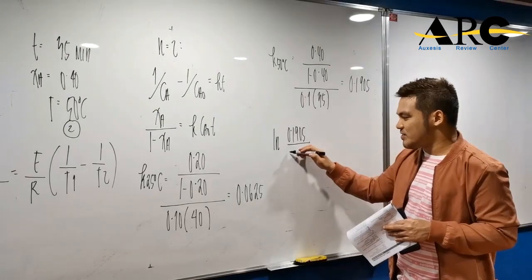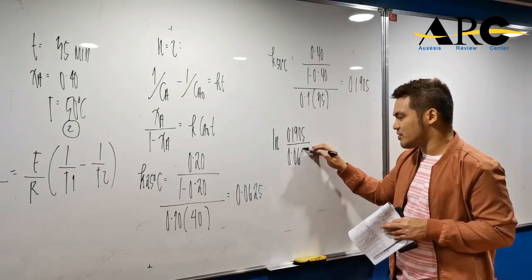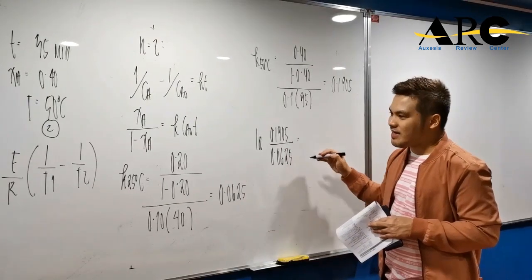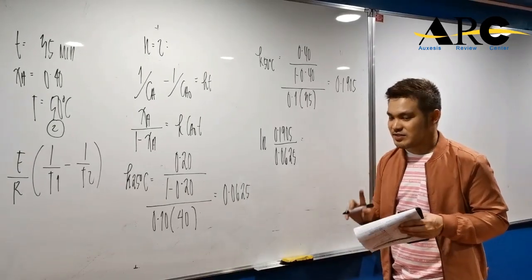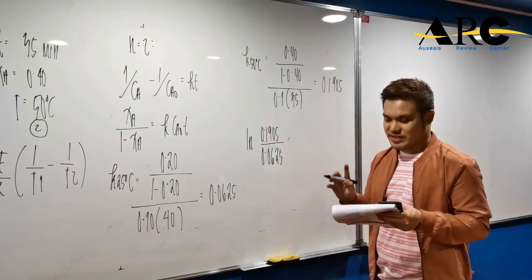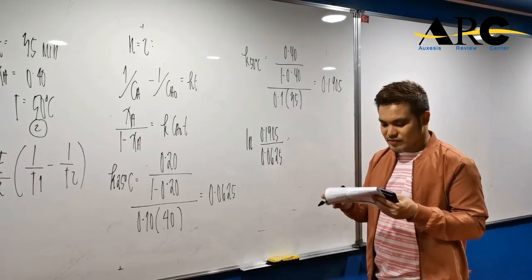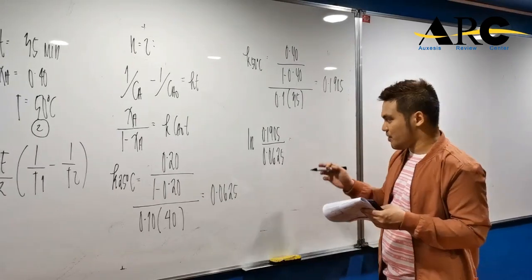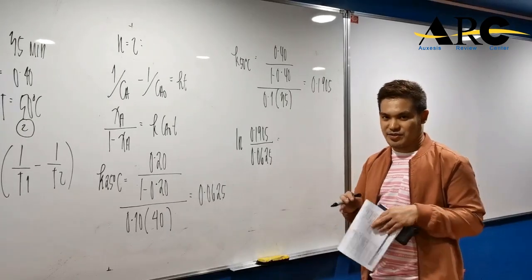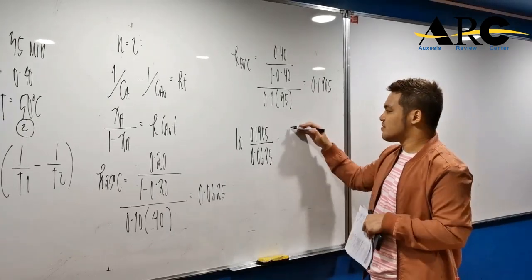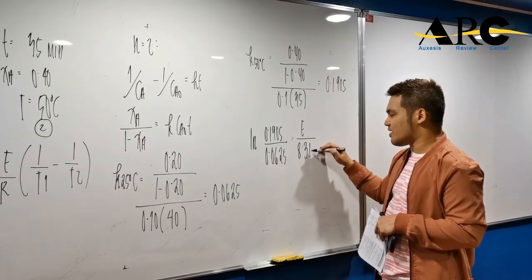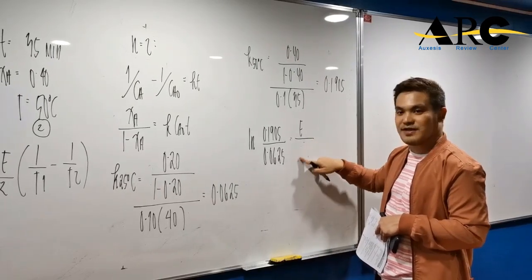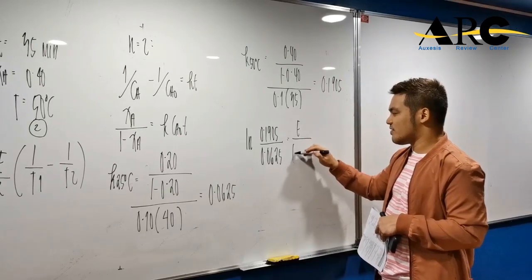So, 0.1905 over 0.0625. Anong gagamitin natin unit ng R? Depende sa hinahanap sa problem. So, sabi dito, calories per mole, or depende rin sa nasa choices. Diba? So, since calories per mole yan, so 1.987 yung value ng R.